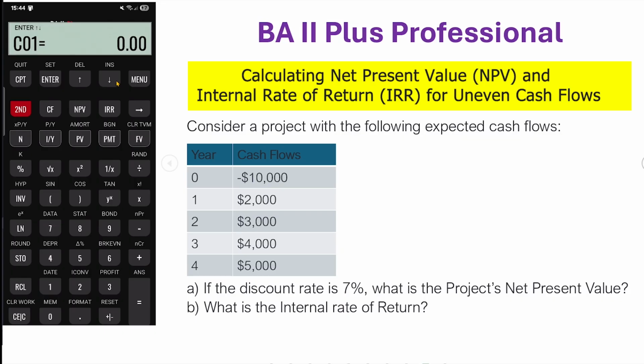Now cash flow 1 has appeared. The cash flow 1 is 2000. Again we will press enter and the downward arrow key. F01 is the frequency of the cash flows, that is, how many times this cash flow is repeated. In our example, all cash flows are repeated only one time, so no need to change any option. We will press the downward arrow key. Cash flow 2 will appear, that is 3000.